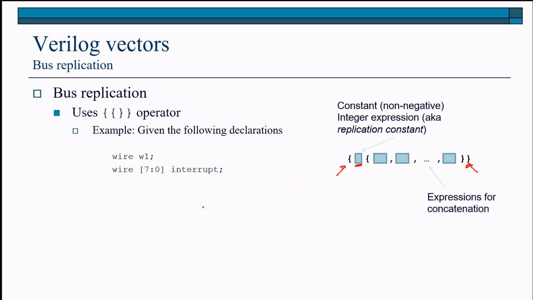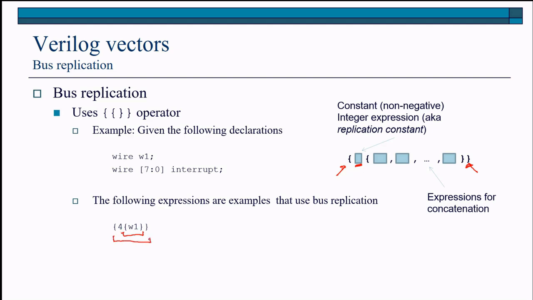Let's look at some examples. Taking the following declarations, we've got a single wire W1 and an 8-bit wire interrupt. The following examples use bus replication. In this example, the concatenation involves a single expression. It's just the wire W1. And that expression then is repeated 4 times. So the size of this expression is a 4-bit value, and the value for W1 is repeated 4 times. So this is really equivalent to the following, taking W1 and repeating it 4 times.